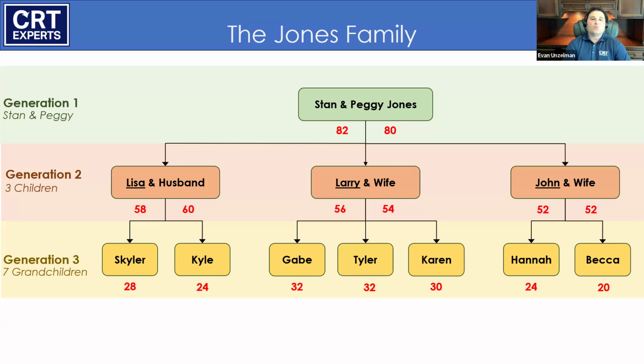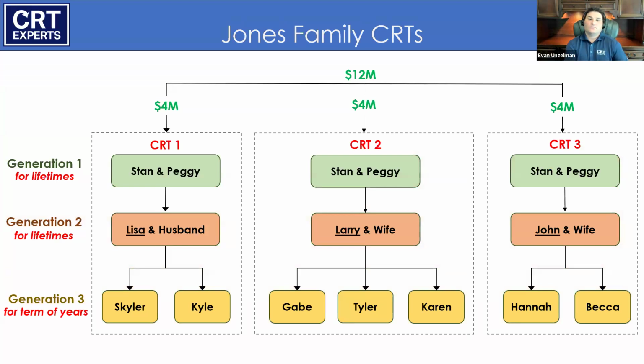And so what we're going to, again, we're going to use 3 CRTs. One for each family unit. We've got that 12 million. It's usually just going to be evenly split across those 3. So we've got 3 $4 million CRTs, one for each family unit. Now what we need is that software. We know it's going to go 4 lives on each of these, to Stan and Peggy, and then for each child and their spouse for lifetimes. And then we will go to the grandchildren for the shorter of their lives, or a term with a maximum of 20 years. So what we need to figure out is how to maximize duration. We want that term out as far as we can.